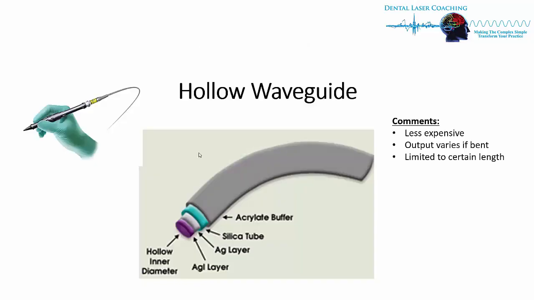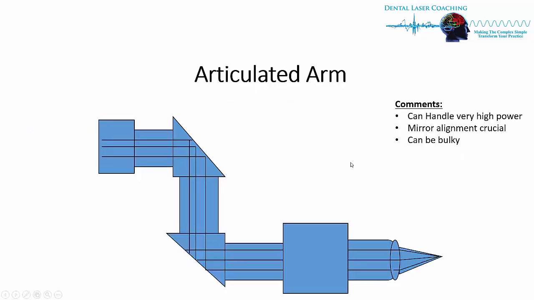The other thing that we have then is a hollow waveguide. As I mentioned earlier, and I started to discuss, a hollow waveguide is less expensive than a fiber delivery, but it can be varied as the fiber is bent. So the energy output, even though you don't change anything coming out of the laser head, if this fiber is bent dramatically, it can affect the output at the target tissue. And it is limited to a certain length from a physics perspective. But again, a very reliable way to deliver energy.